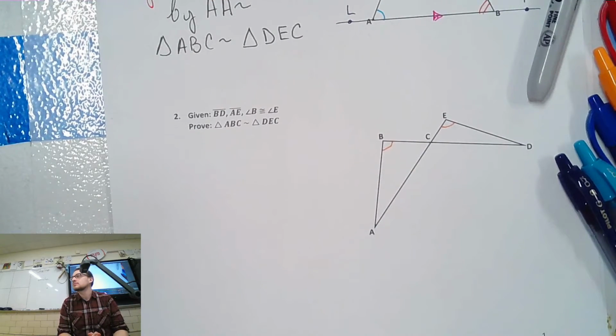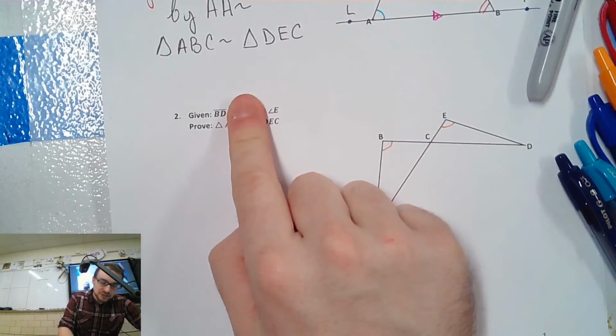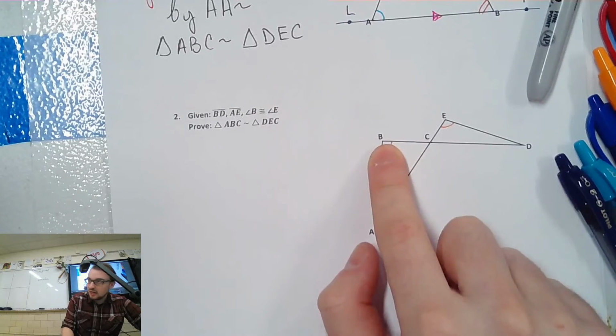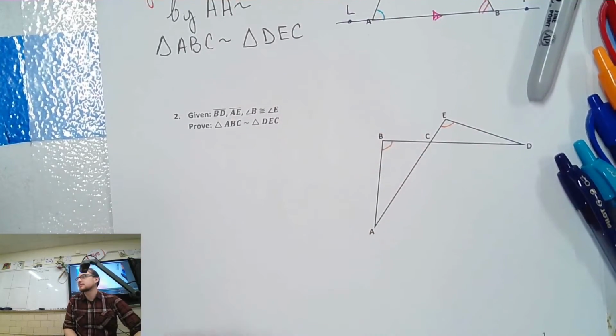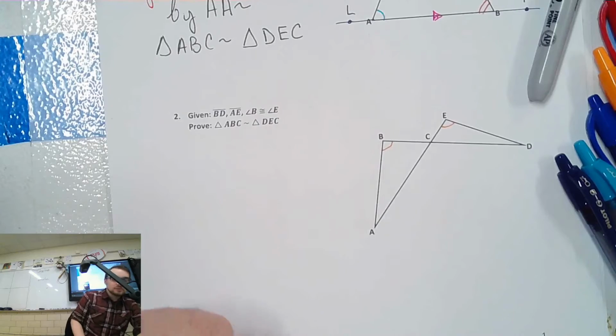What do BD and AE give us? It just says BD line segment, so that just means all BD is a straight line. There's no bend after C. Does that make sense? Right, okay, cool.